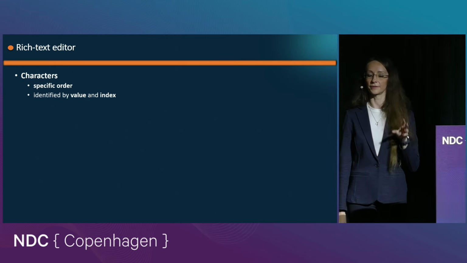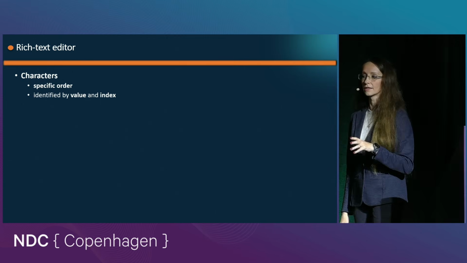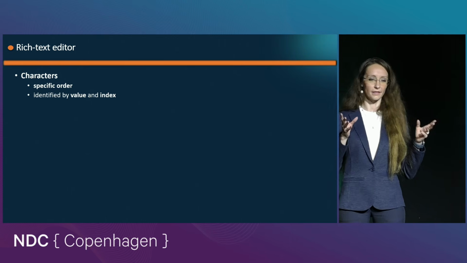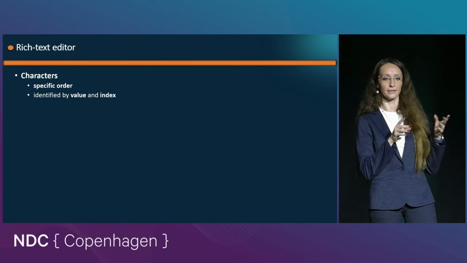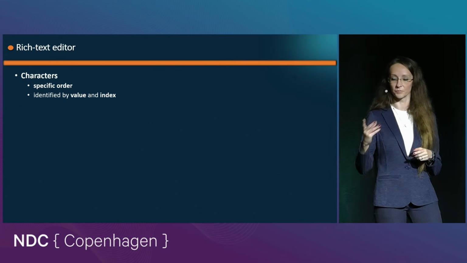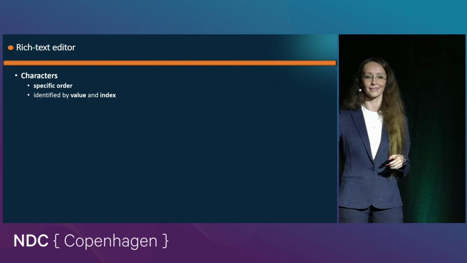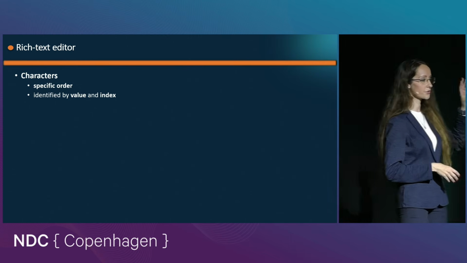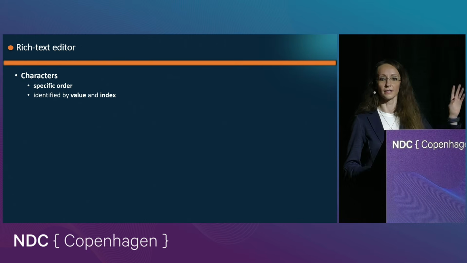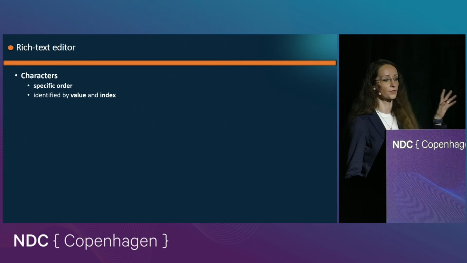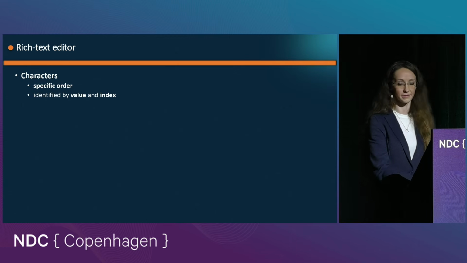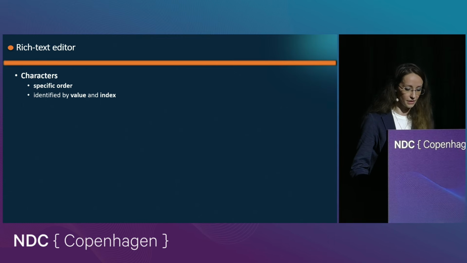It's a list of characters in a specific order, and this list of characters with a specific order is identified by a value and by an index, the index representing the position of that character inside an ordered list. So pretty much we have resumed that text editor part of the solution as a simple collection of characters which are identified by the character itself and the index, the position.